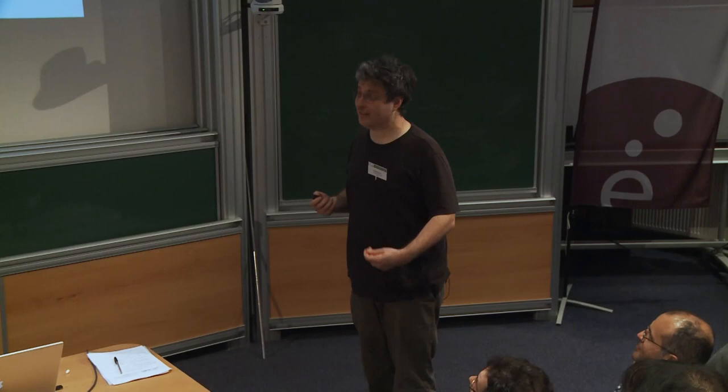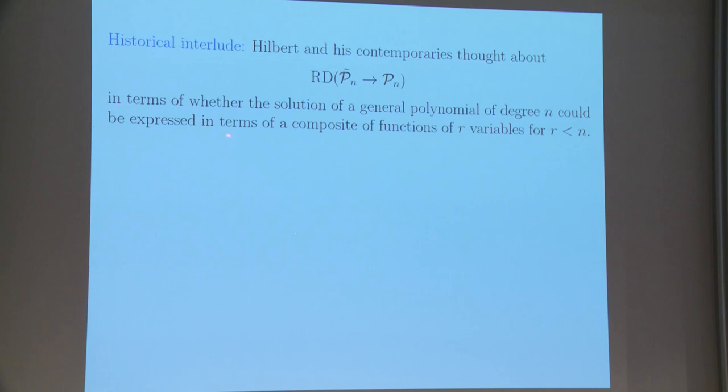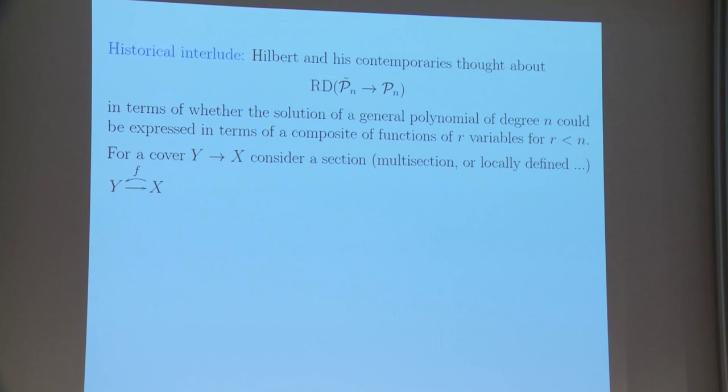So they thought about this invariant in terms of whether, if you had a solution of a general polynomial of degree n, it could be expressed in terms of a composite of functions of r variables where r is less than n. So let's try to translate this into that notion. If you have a cover, let's first think about the notion of essential dimension in that kind of setup. So if you have a finite cover, and let's assume we've already replaced x by this open. Let's consider first a section of this cover. Now this cover we thought of as connected, so of course there's no literal section. But you can think of this section as being a multivalued function, or maybe it's defined locally, okay?